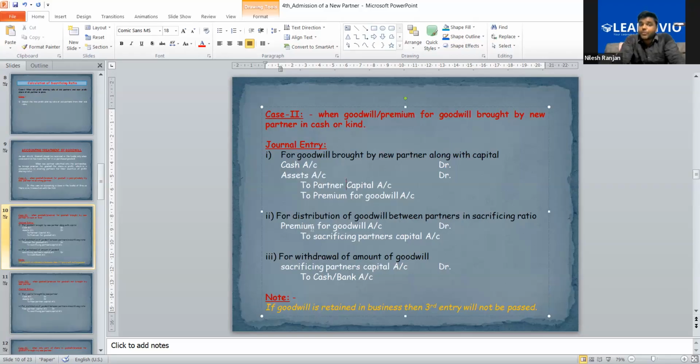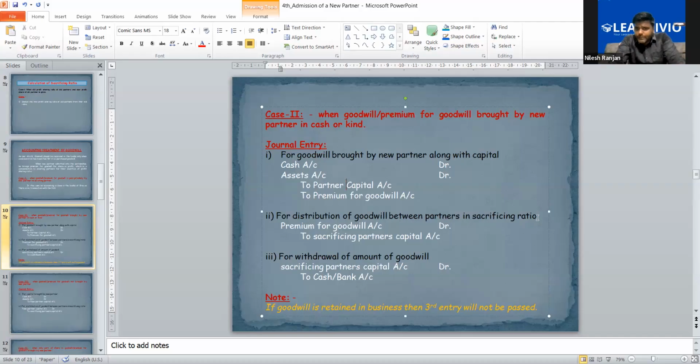The next entry is for distribution, because capital will be kept in the business, but goodwill will be distributed. So for distribution of goodwill between partners in sacrificing ratio. Now we have already discussed the concept of new ratio or gaining and sacrificing ratio. So before doing any question, you have to calculate these things. Sometimes you don't need sacrifice or gain, but it will be better if you calculate it.